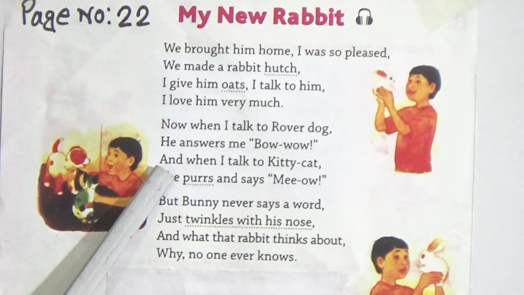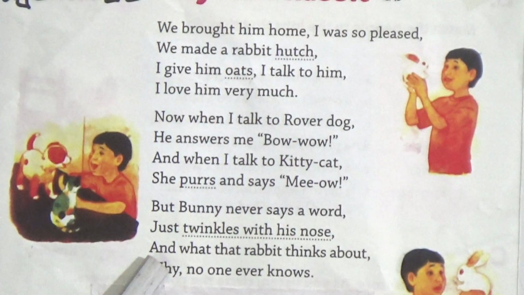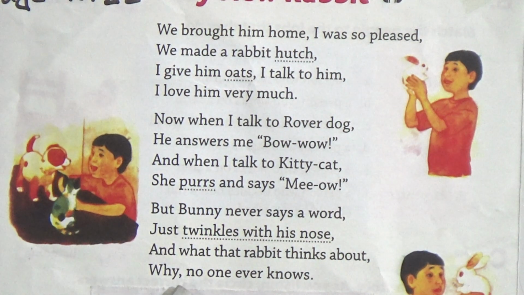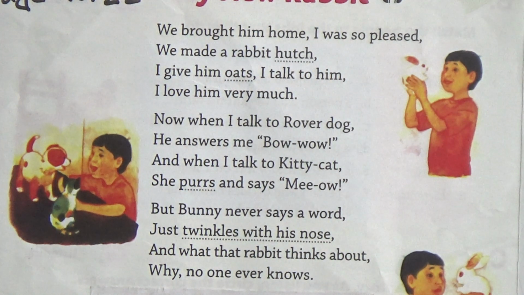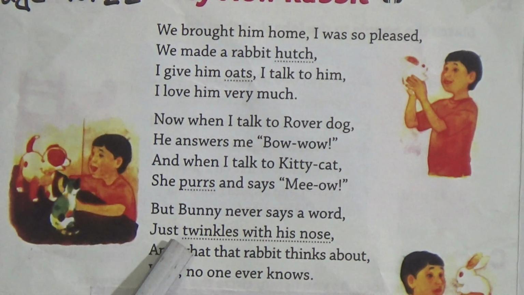Look here. In the first stanza there are 4 lines. In the second stanza there are 4 lines also. In the third stanza there are 4 lines. In total there are 12 lines. But in your book there is another stanza. I am telling you, no need to write the last stanza. Only 3 stanzas, that means 12 lines, you will memorize.